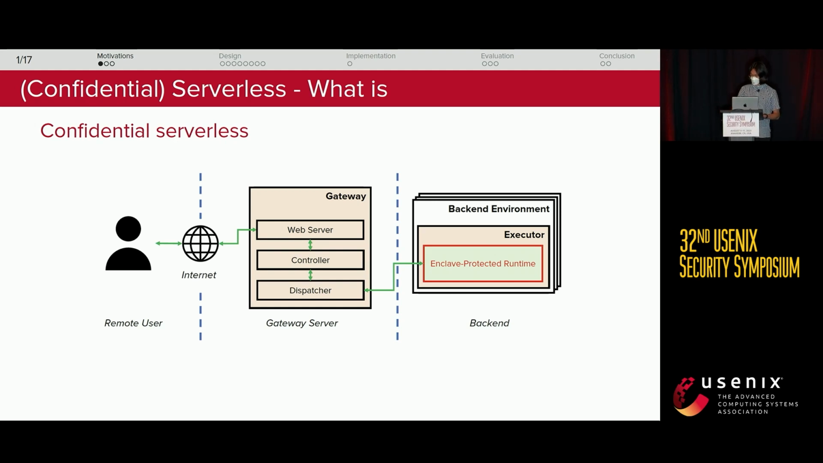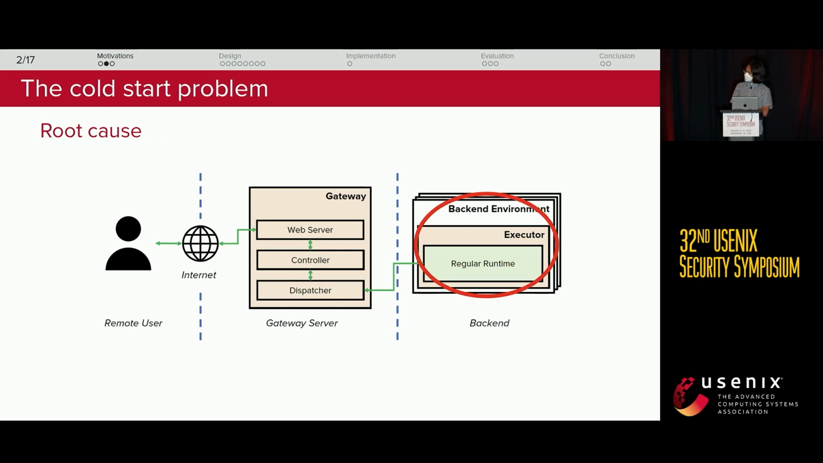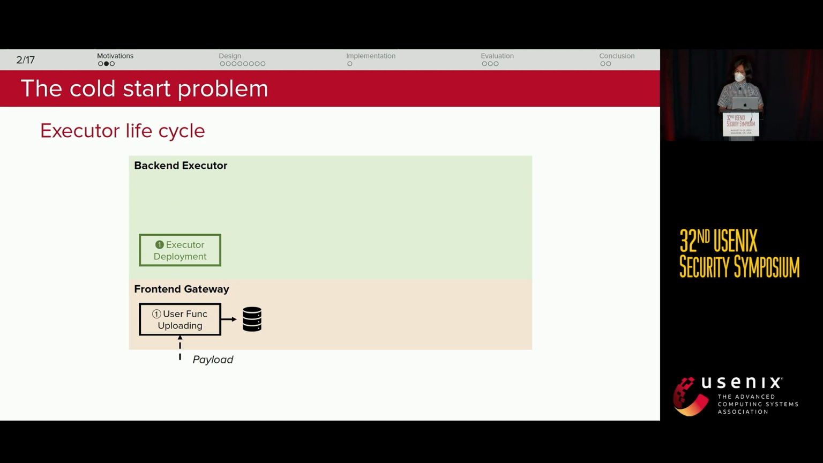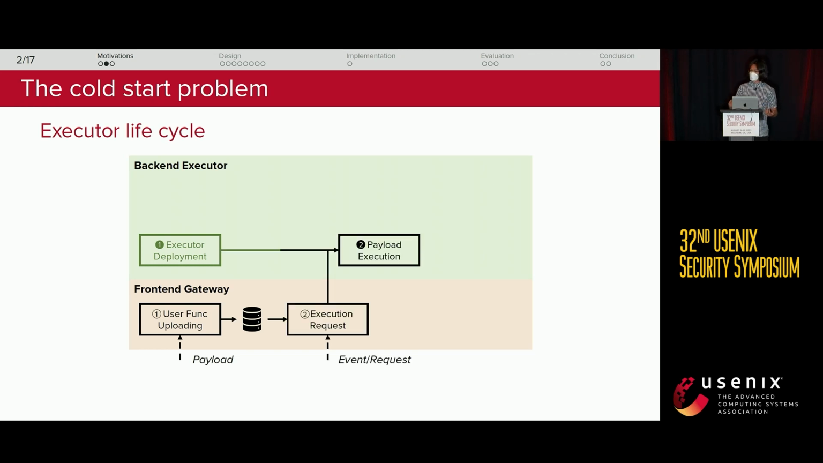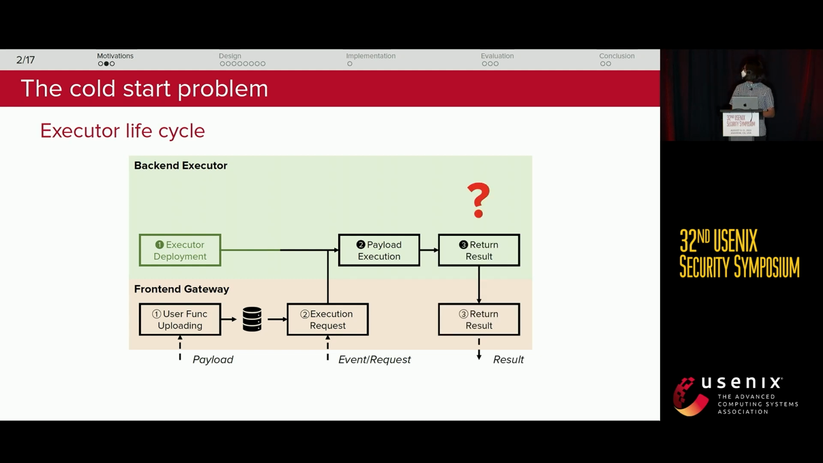so that the user's execution can be protected. But both regular serverless and confidential serverless suffer from one problem called the cold start problem, and the root cause is basically still about the executor. If you look at the life cycle of an executor, you first deploy one, so it gets set up. After it's ready, it takes the user's workload and gets executed. And finally, it returns the result. But what happens next to the executor?